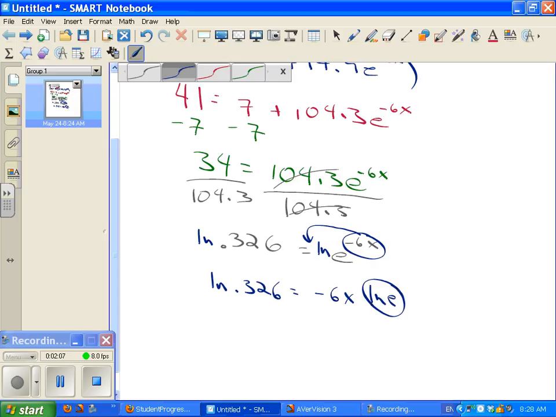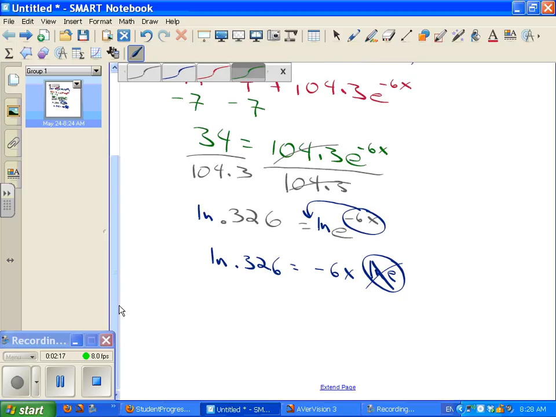What is the natural log of e? I thought it was 2.73. No, e is, but when you natural log e, they undo each other and you just get 1. Yep. So I don't need that anymore. Now I just divide both sides by negative 6. And x is going to come out to be whatever this turns out to be in my calculator. So the natural log of that decimal divided by negative 6. I get 0.187.